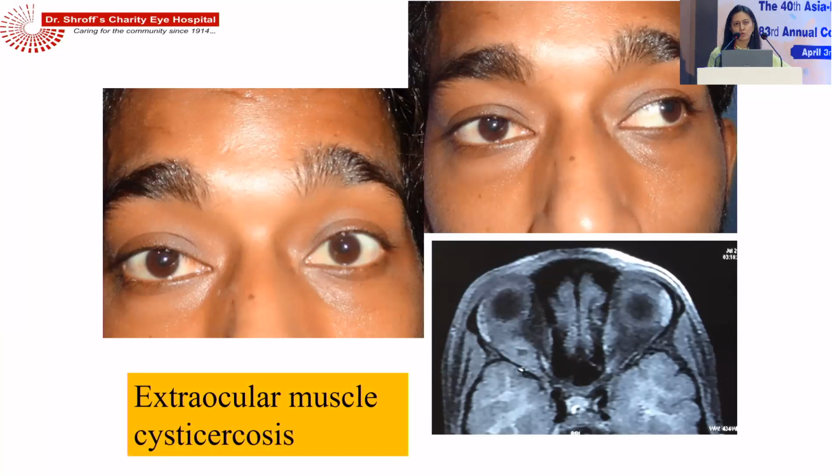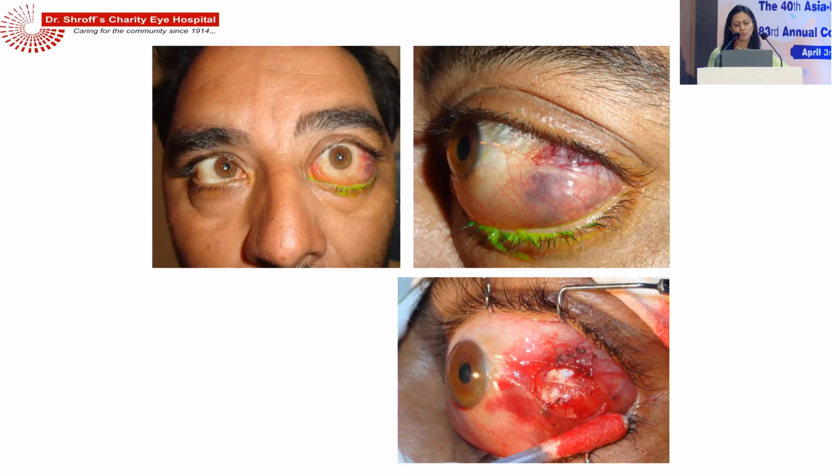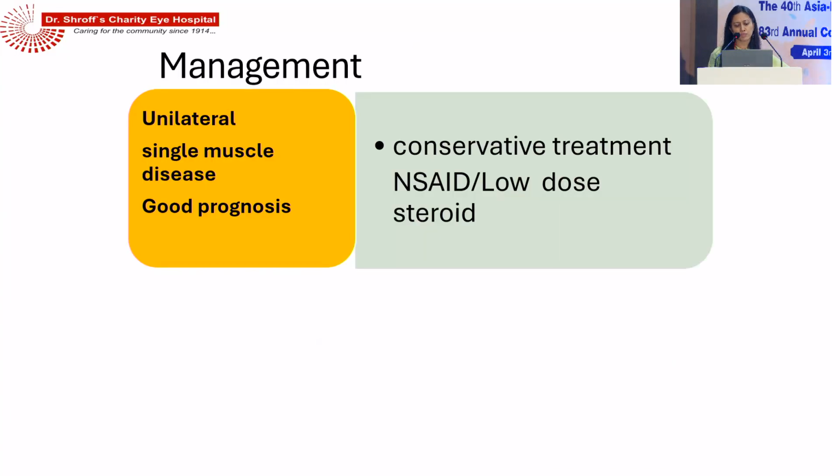Sarcoidosis, very common in our setting, can present like a myositis kind of picture. B-scan or imaging usually gives the diagnosis, and sometimes there can be infiltrative pathology within the muscle, like this gentleman had extraocular muscle lymphoma which presented with signs of inflammation. So we have to be aware of what are the cases where we need biopsy, and we'll be talking about it later. So generally if it's a unilateral typical myositis, which is a single muscle disease, they're usually good prognosis.